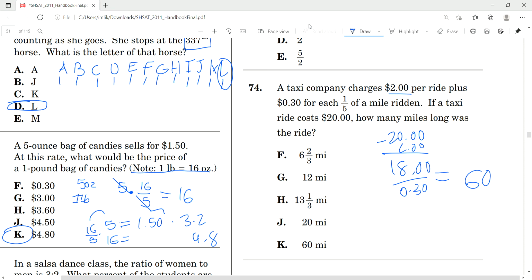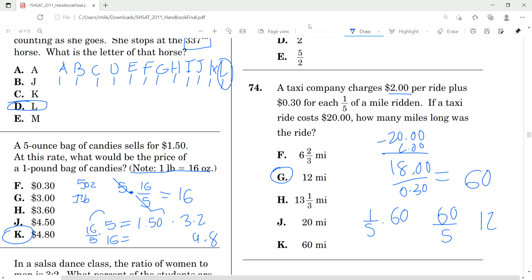Obviously, we want this in regular miles, so we do 1/5 of a mile. That means she rode 1/5 of a mile 60 times, so we could just multiply that. And we're left with 60 over 5, which is equal to 12, which is G. So yeah, don't get confused. Always know what your equation actually means.